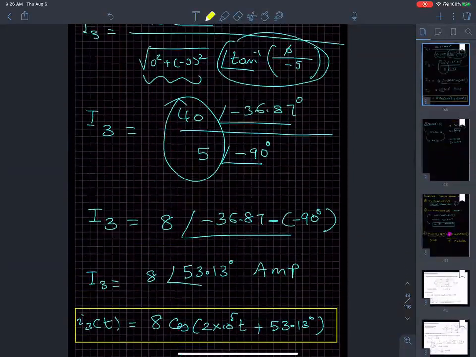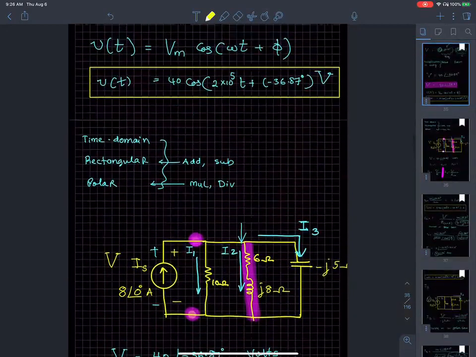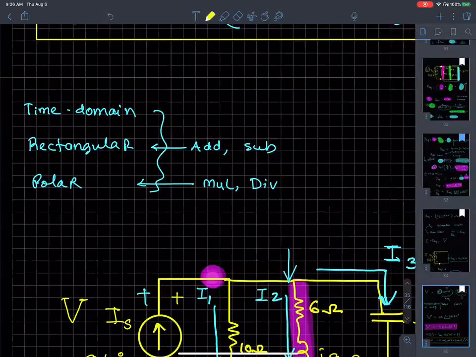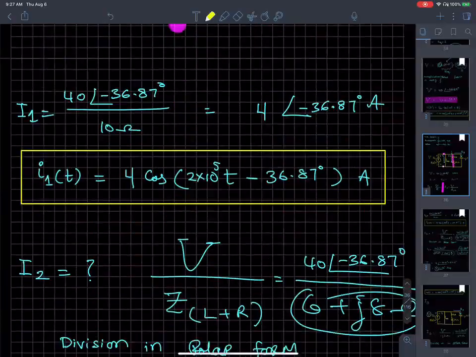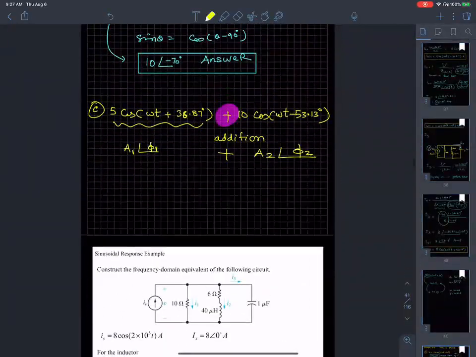If I go back, I must have mentioned somewhere in here. It's in rectangular form that you need to add or subtract. Correct. In rectangular form, I want to add and subtract. In polar form, it's easier to multiply and divide. That's the observation, the insight I'm going to use in order to solve this.